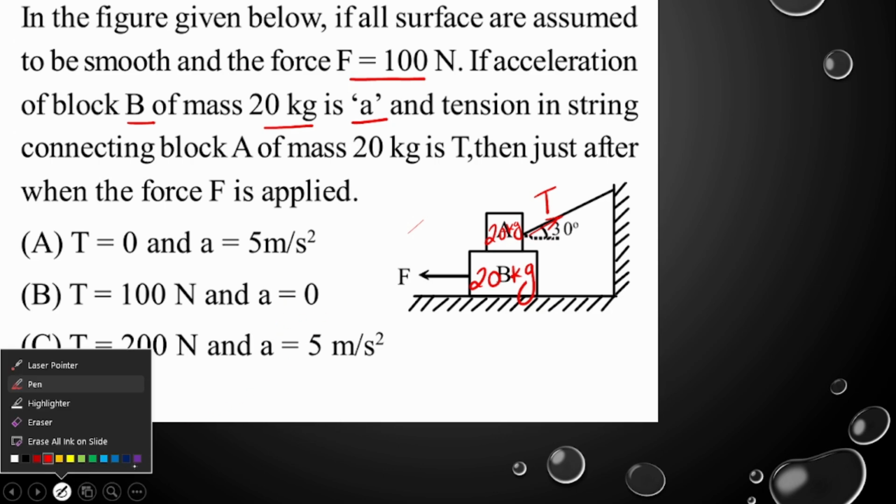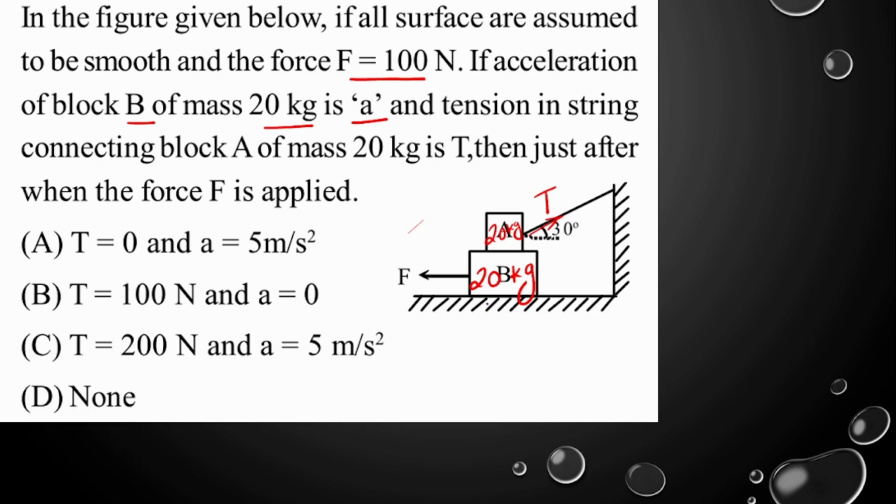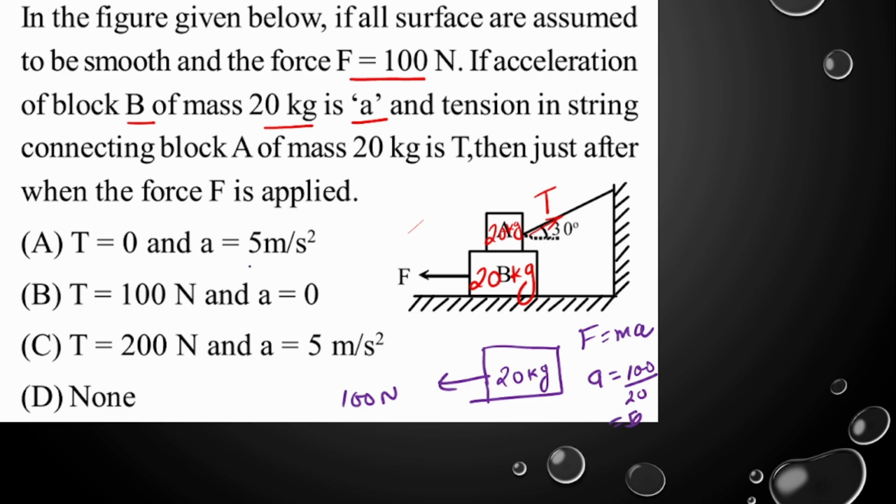First of all, surfaces are smooth, so this block of 20 kg has 100 Newton acting on it, and no friction is over there, so we can write F equals to ma. So acceleration will be force upon mass, that is 5. So acceleration is 5.